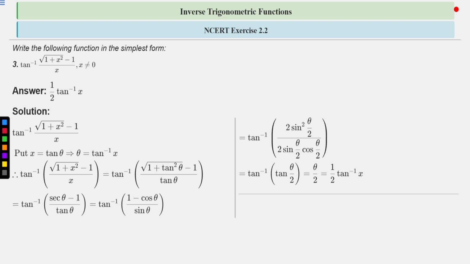And sin theta we will write as sin 2 into theta by 2, and we will apply the formula of sin 2 theta, and write 2 sin theta by 2 into cos theta by 2, right? Now one sin theta by 2 and sin theta by 2 will cancel out in the numerator and the denominator, and we are left with tan inverse of tan theta by 2. Now we can write tan inverse tan theta by 2 as theta by 2, right? And we had taken theta as tan inverse x, therefore theta by 2 will become 1 by 2 tan inverse x. Therefore 1 by 2 tan inverse x will be the correct answer.